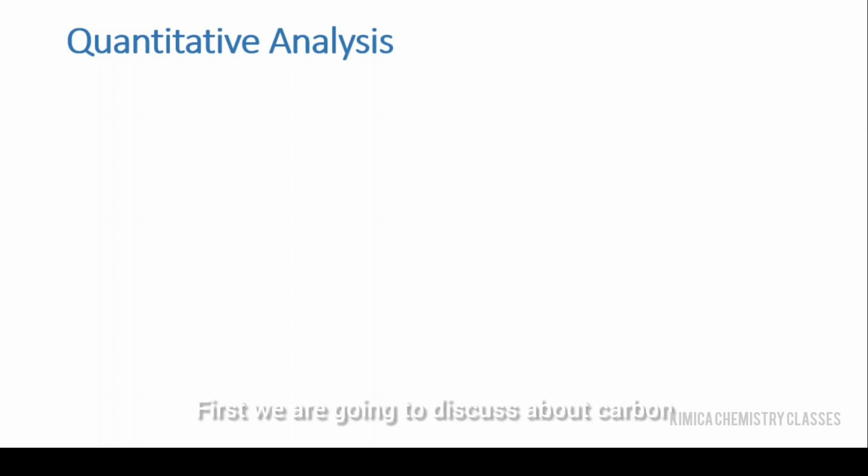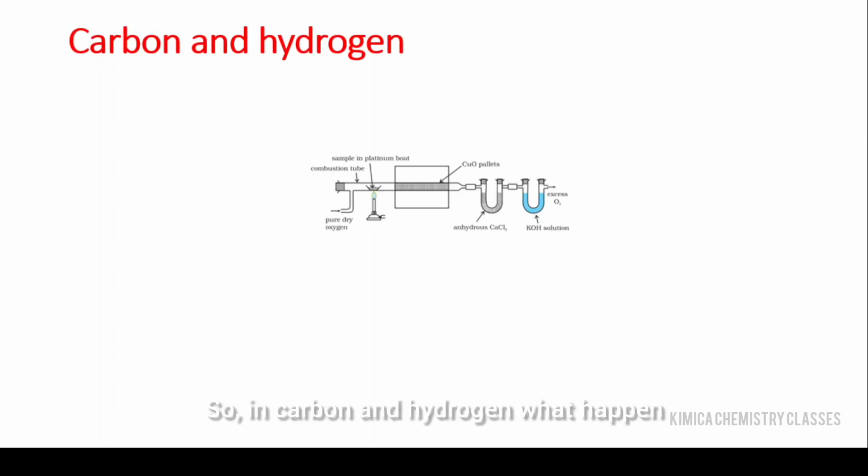First, we are going to discuss carbon and hydrogen. Right. So, in carbon and hydrogen, what happens? Both carbon and hydrogen present in an organic compound are estimated by Liebig's method.